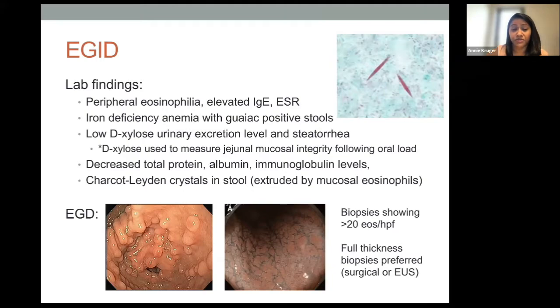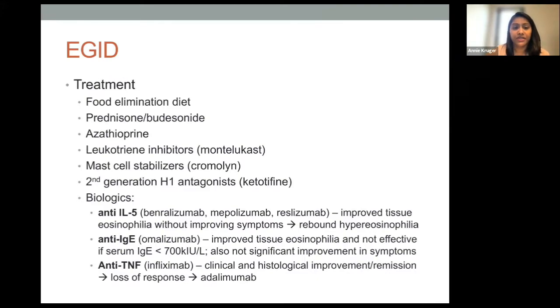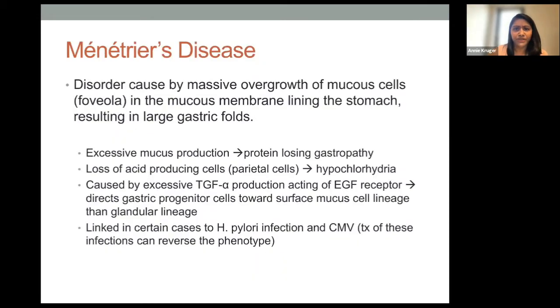And the one thing is you do see these Charcot-Leyden crystals in the stool. And these are eosinophils that have formed these crystals. And that's one of the kind of classic findings. All right. Treatment is often food elimination. You can treat with steroids. You sometimes need more immunosuppressive therapies like azathioprine. You do see the use of these like leukotriene inhibitors or mast cell stabilizers, and some biologics have been used for this disease.